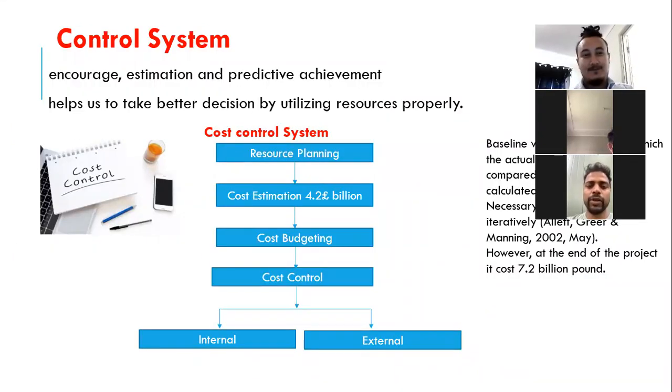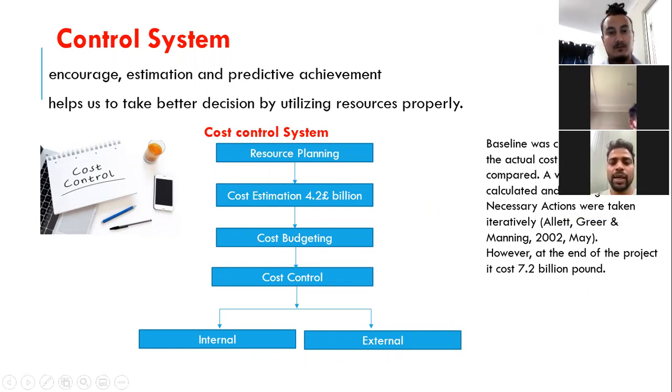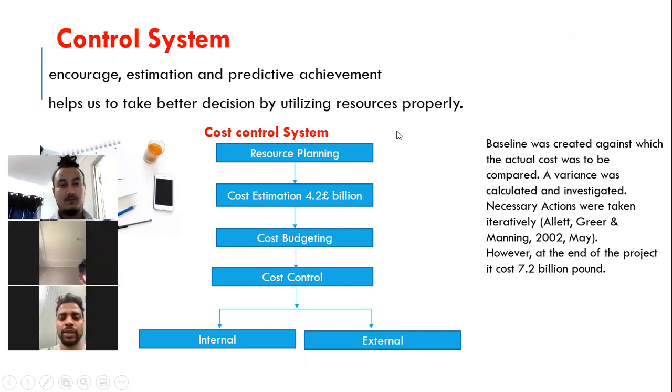Thank you, Sampanna. I'm going to explain the control system, a major main part of the tunnel system. Control system is very important to the success of every mega project. This is also a big project having a cost of 4.2 billion. Control system is very important to encourage, estimate, and predict judgment in the future. When the control system is better, then the project will be completed on time and it doesn't overrun the scope, cost, and schedule. It helps to make better decisions by utilizing resources properly.